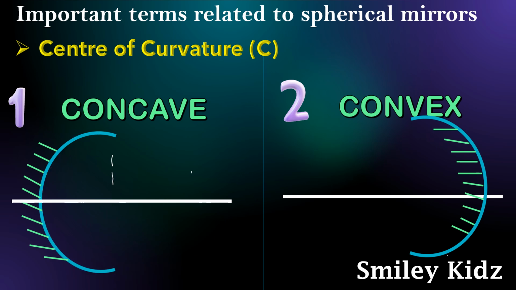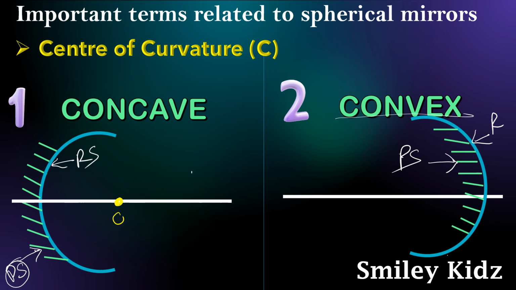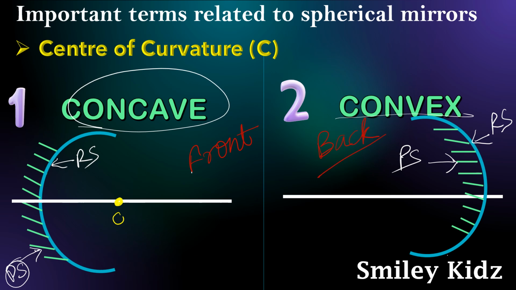So this is the center of curvature for the concave mirror. And remember, this is the reflecting surface of the concave mirror and this is the polished surface. While in the case of convex, this is the polished surface and this is the reflecting surface. In concave, we observe that the center of curvature is in front of the mirror, that is, in front of the reflecting surface. But in convex, it is on the back side of the reflecting surface, or the back side of the mirror.